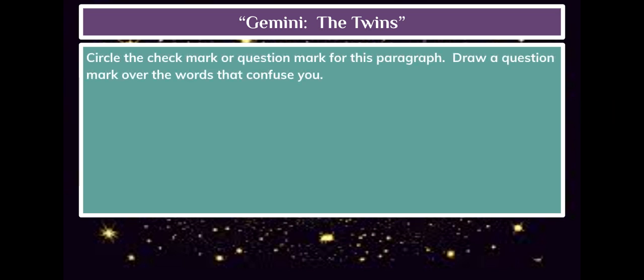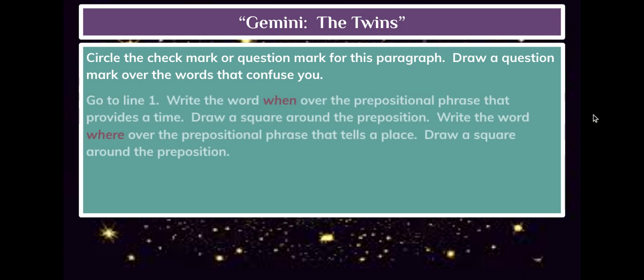Circle the check mark or question mark for this paragraph. Draw a question mark over words that confuse you. Go to line 1. Write the word when over the prepositional phrase that provides a time. Draw a square around the preposition.